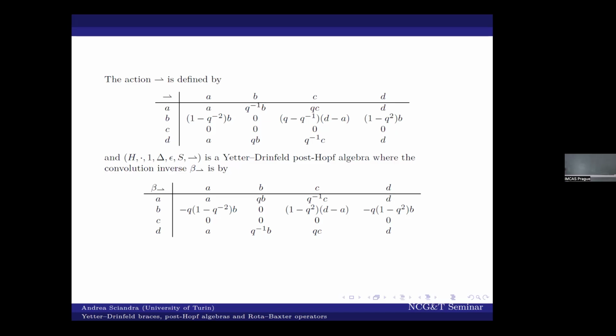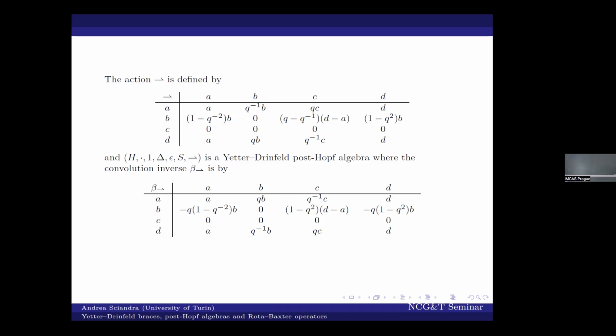And this forms a Drinfeld post-Hopf, where again the convolution inverse of alpha is defined by substantially the same table. You just have to change Q with Q minus 1 in the first and the last line, while this line is exactly the same as this, just multiplied by minus Q.